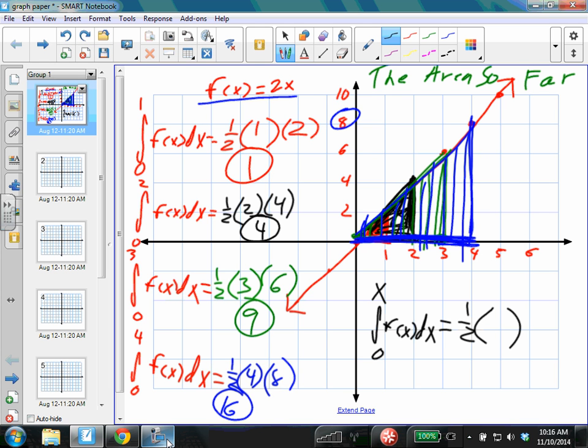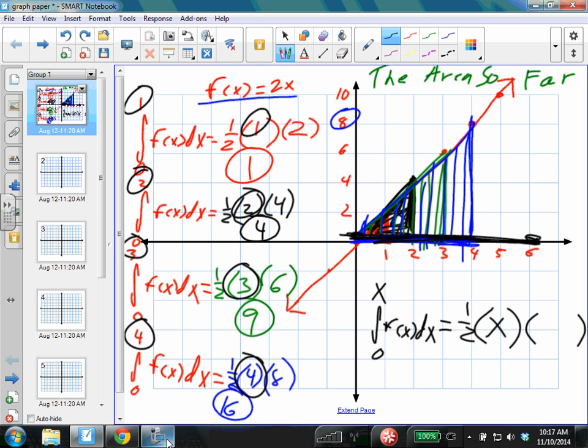Yeah, it's just whatever the x value is. In this case, from 0 to 1 was 1. 0 to 2 was 2. 0 to 3 was 3. 0 to 4 was 4. Right? So if I start at 0 and then I move out, however far I move, whatever that x value is going to end up being my base. So that's my x value times height.